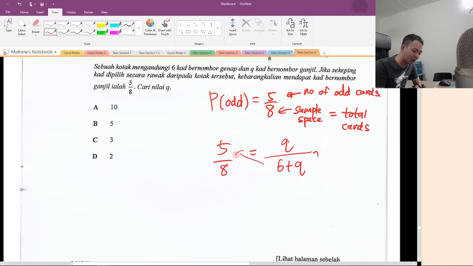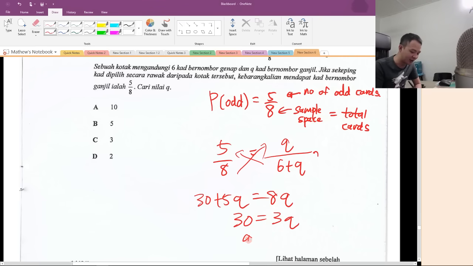So then I will cross multiply. This one is 30 plus 5Q equals 8Q. So 5Q I move to the other side. 8Q minus 5Q is 3Q, equals 30. Q equals 10. So therefore, the answer is 10.